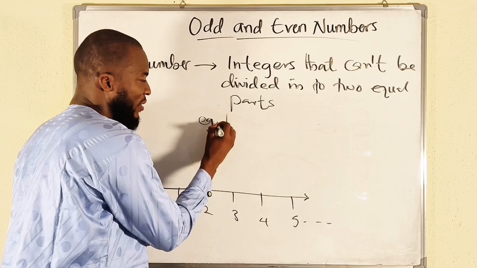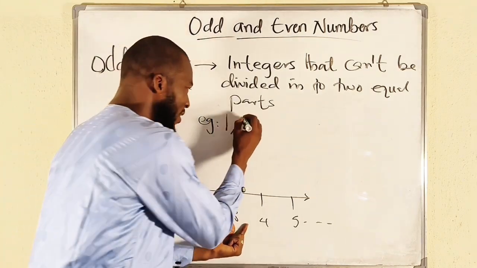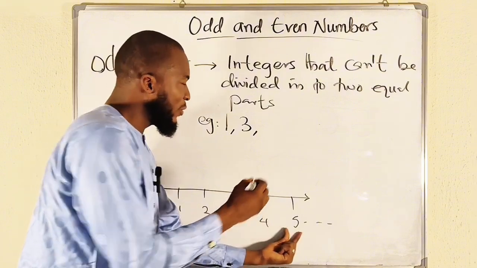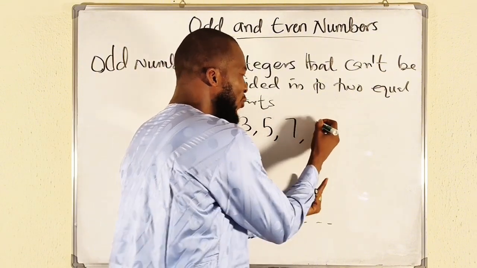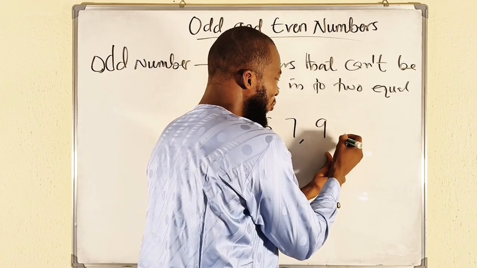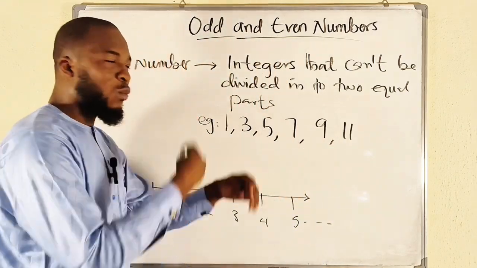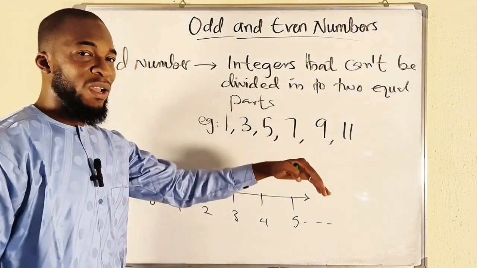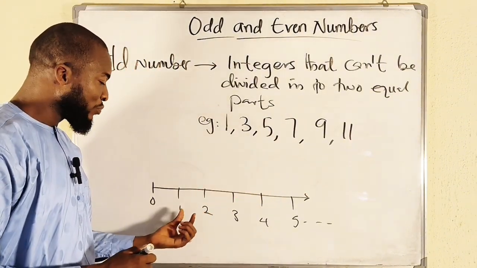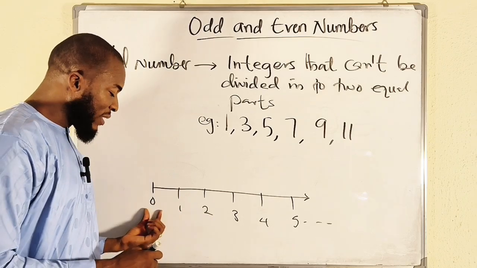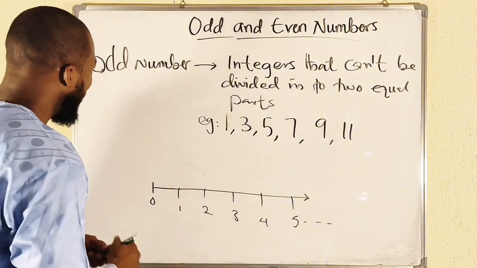Example, e.g., then you jump 1, you go to 3. Jump 1, you go to 5. Jump 1, which is 6, you go to 7. Jump 1, which is 8, you go to 9. Jump 1, which is 10, you go to 11. So you keep on jumping one digit in order to get to the odd numbers. Likewise, if you're talking about even numbers, if you consider this one, you jump 1, you go to the next. Jump 1, you go to the next.